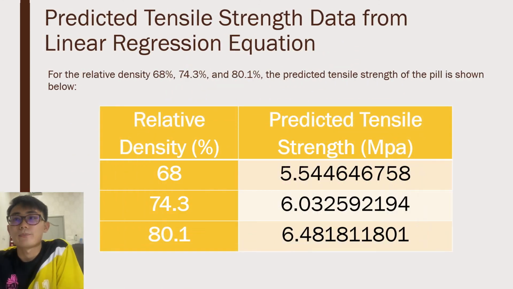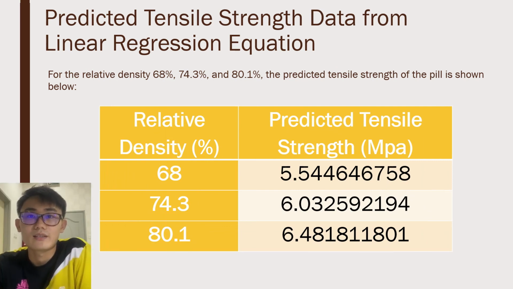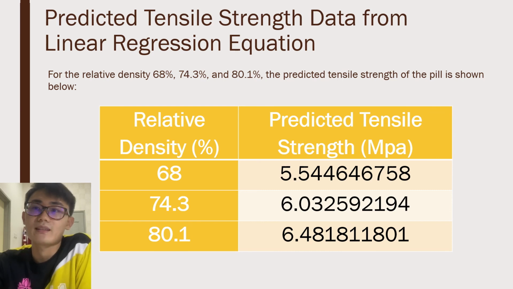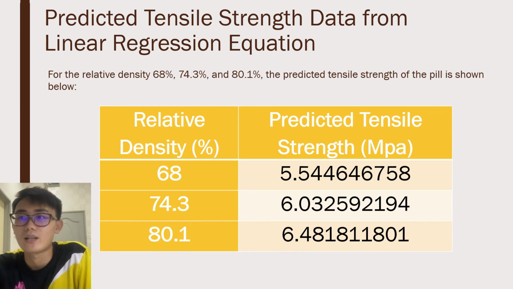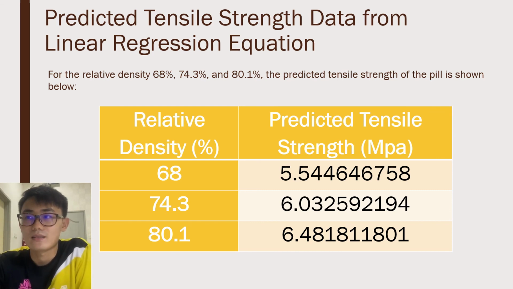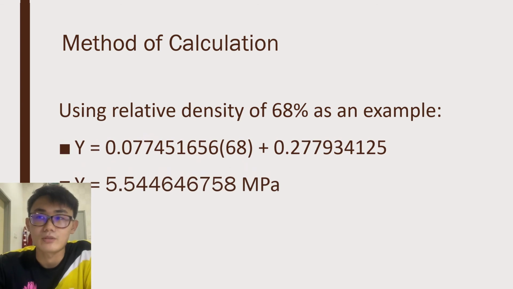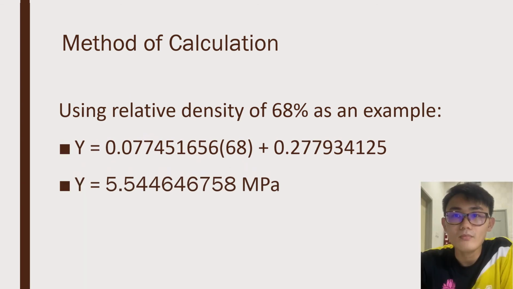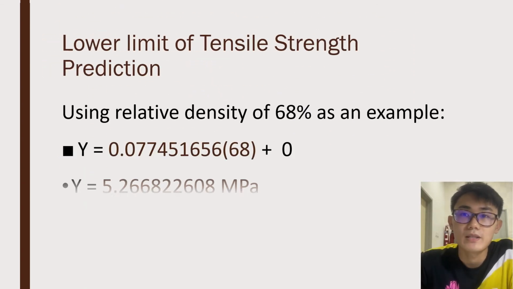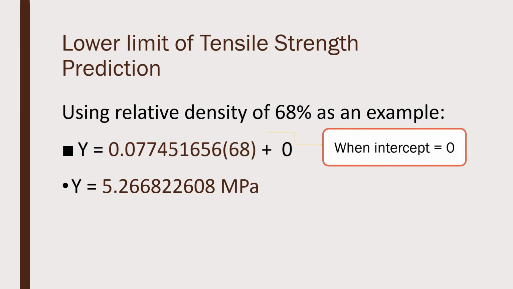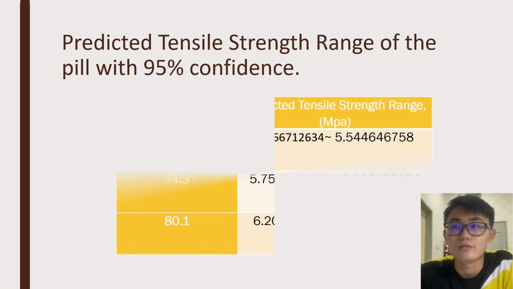And this is the predicted tensile strength data from the linear regression equation. For the relative densities of 68%, 74.3% and 80.1% given in the question, this is the predicted tensile strength. And there is a method of calculation using a relative density of 98% as an example. Here we show the lower limits. And this shows the range.